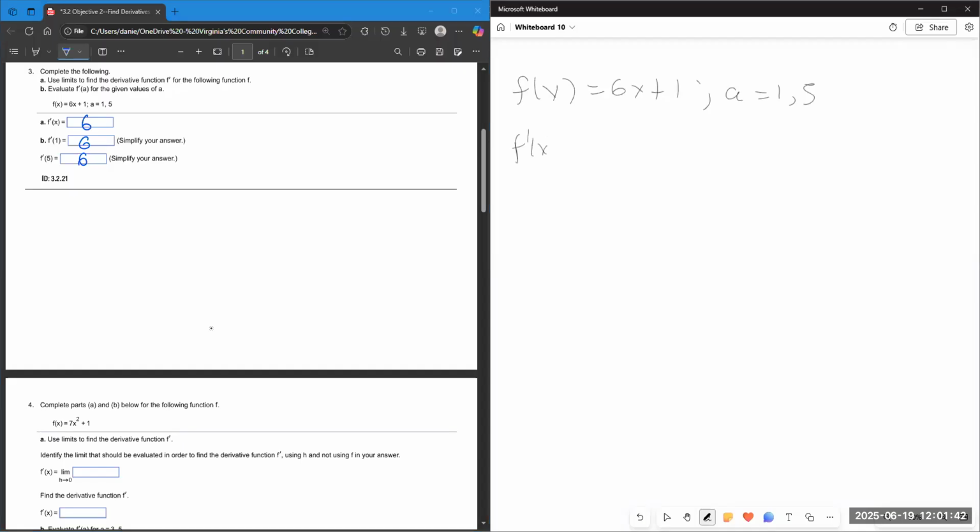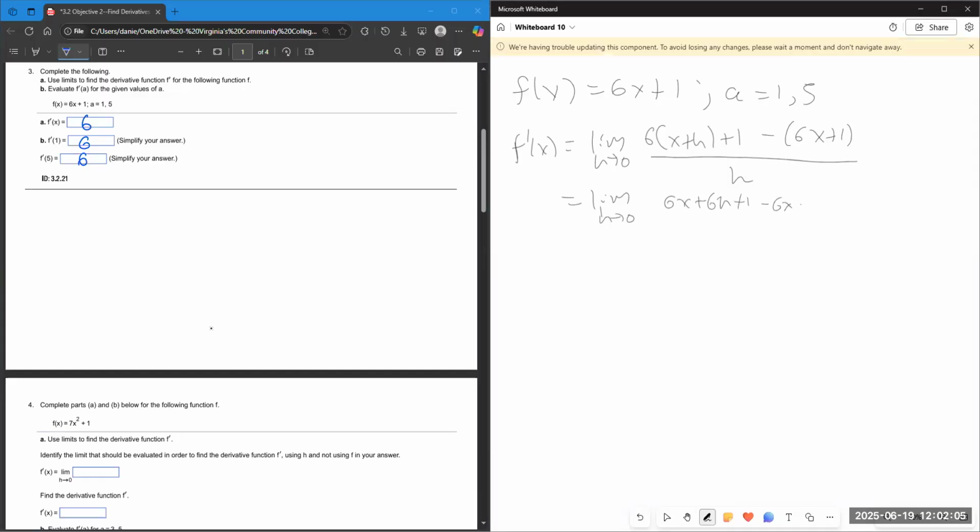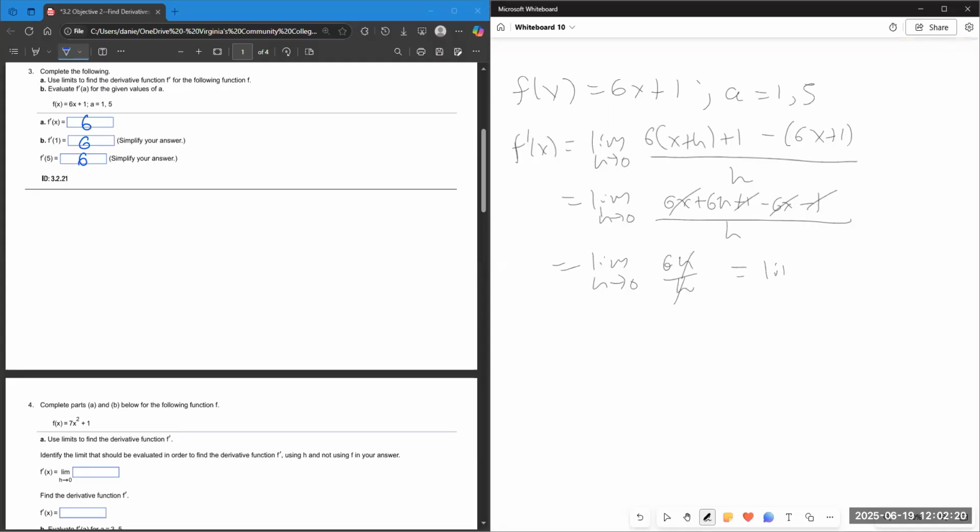f prime of x is the limit as h goes to 0 of 6 times x plus h plus 1 minus 6x plus 1 over h, which is the limit as h goes to 0 of 6x plus 6h plus 1 minus 6x minus 1 over h. 6x and negative 6x make 0, 1 and negative 1 make 0. The limit as h goes to 0 of 6h over h. h's will cancel. The limit as h goes to 0 of 6 is 6.